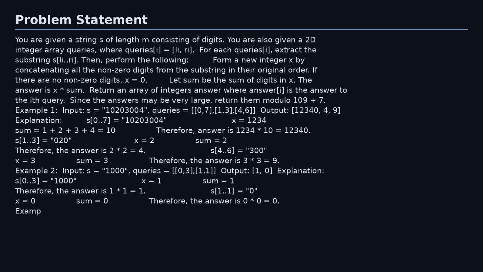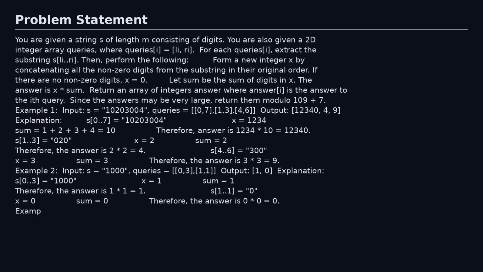For each query, we need to extract a substring, remove any zeros, calculate the sum of the remaining digits, and then multiply this sum with the formed number. The result should be taken modulo 10 to the power of 9 plus 7 to avoid overflow.